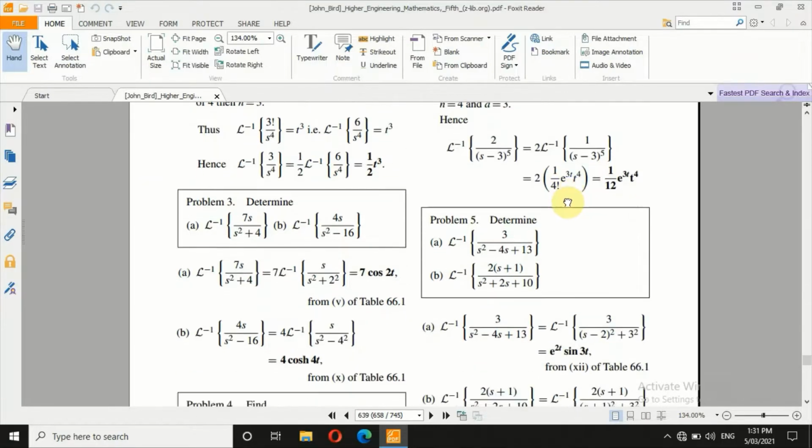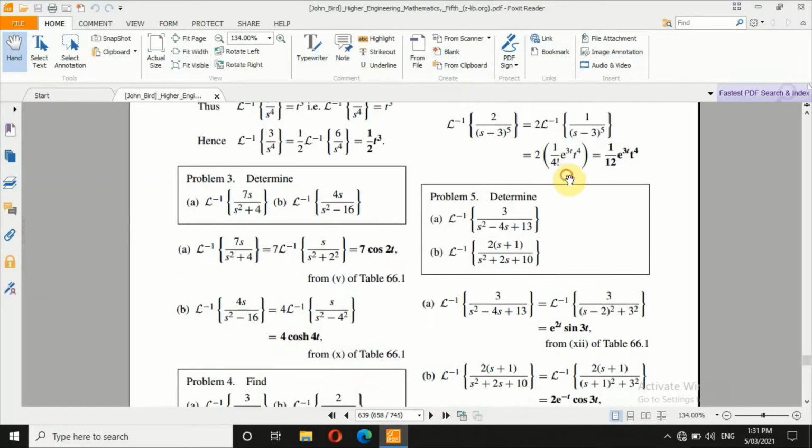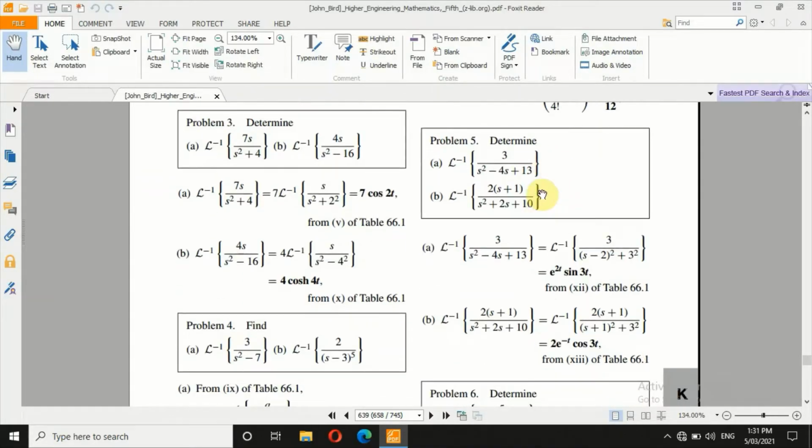Now let's go to the case of fraction. Now, problem number 5, we are going to solve 2 examples. If you look at the first one, we have 3 over x squared minus 4x plus 13. Now let's take a look at this one.